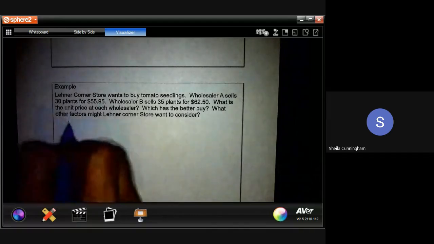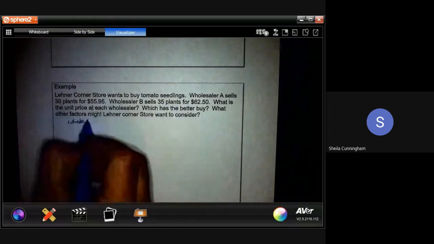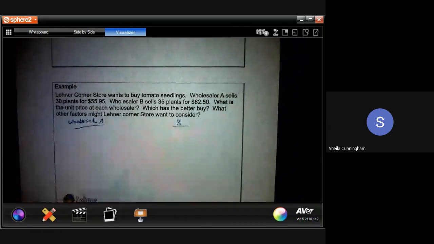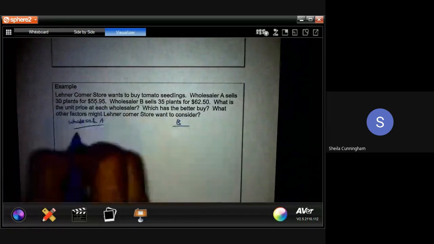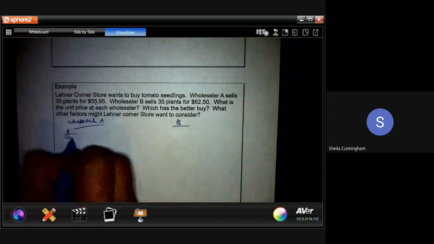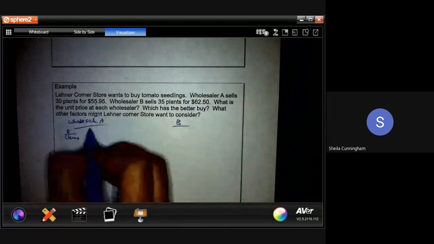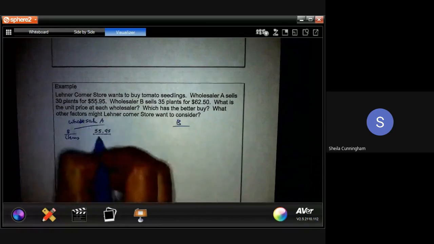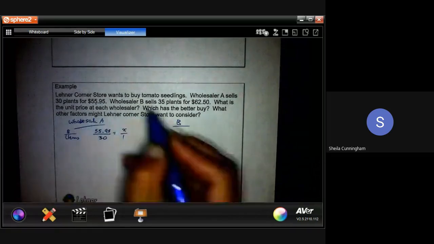So in this case, you're going to essentially set up, we've got wholesale A and we've got B. So we've got to look at finding the unit price for each one of these. So in A, we've got 30 plants for $55.95. So same thing, you're going to set up your dollar amount over how many items you have. And we'll set ourselves up a proportion to go ahead and solve this. So we know we've got $55.95 for 30 plants. We want to figure it out for one plant. So we're going to do that process.